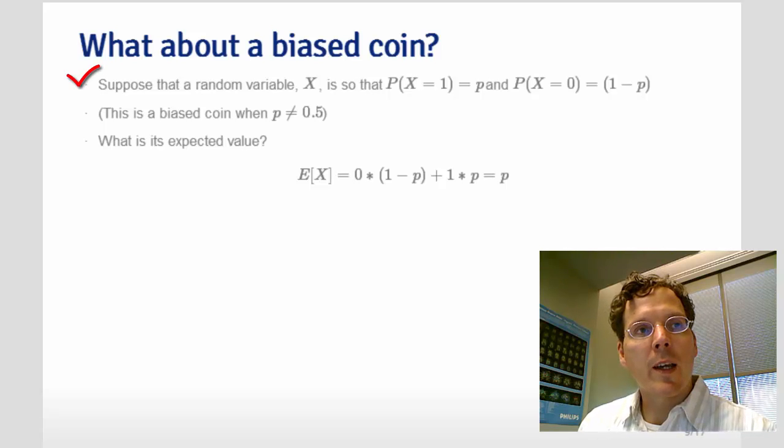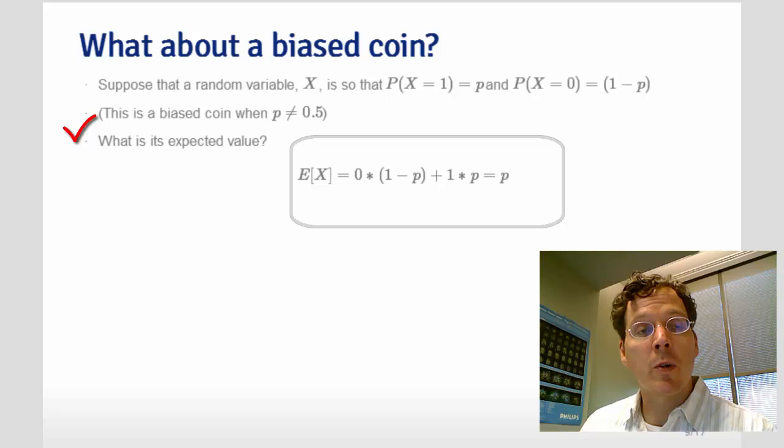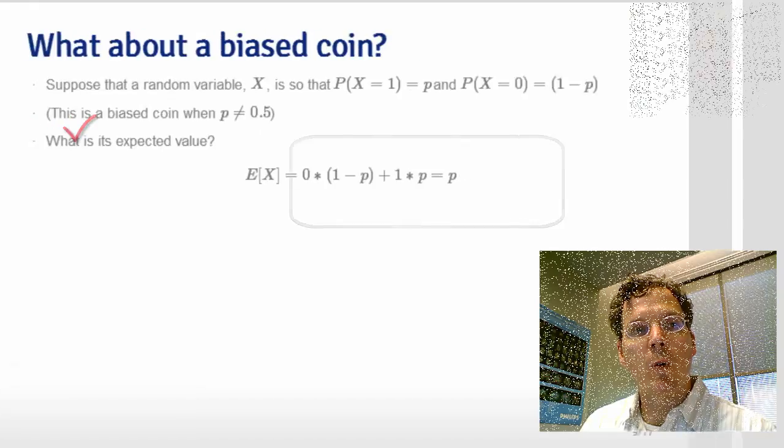Suppose that a random variable x is such that the probability that it takes the value 1 is p, and the probability it takes the value 0 is 1 minus p. This is a biased coin, where the probability of a head is not necessarily 0.5. The probability of a head now is p. What is its expected value? Plugging directly into the formula, it's 0 times 1 minus p plus 1 times p, which works out to be p. So the expected value of a coin flip, even a potentially biased one, is exactly the true long-run proportion of heads you would obtain in infinitely many flips of the coin.